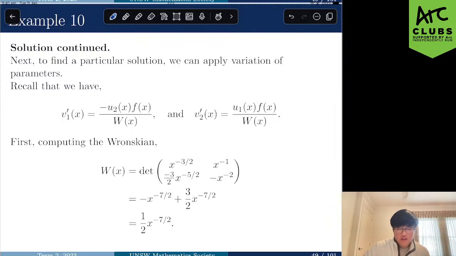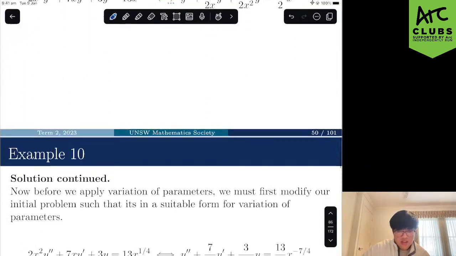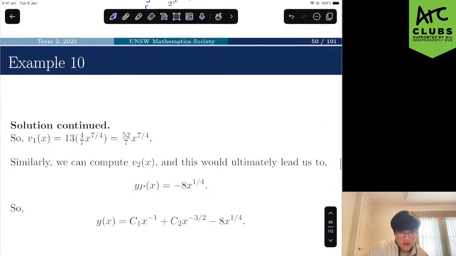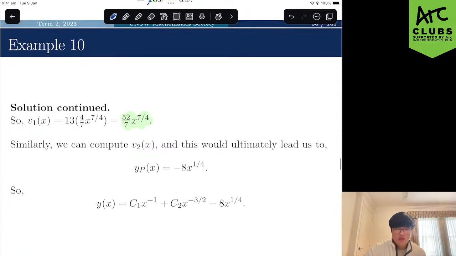If we sub that in, we can find the solution. First, let's calculate the Wronskian. The Wronskian is just half x times -7/2. The rest of it is just algebra, so we'll skim through it. Computing v1 is just subbing y, f of x and w of x in, and you get this here. Once again, that should be an integral sign. Finally, v1 is just this. Do the same thing for v2, and then you'll get the particular solution to be this. That will be our overall solution.